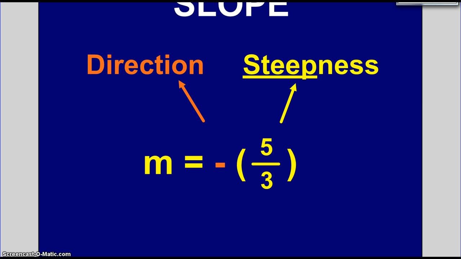So this is going to go pretty quickly. When we look at this slope, there's two separate sections of it. There's the direction, which tells me if it's going to go this way, because that's negative, or this way, which is positive. The steepness tells me how much closer it gets to the vertical line.